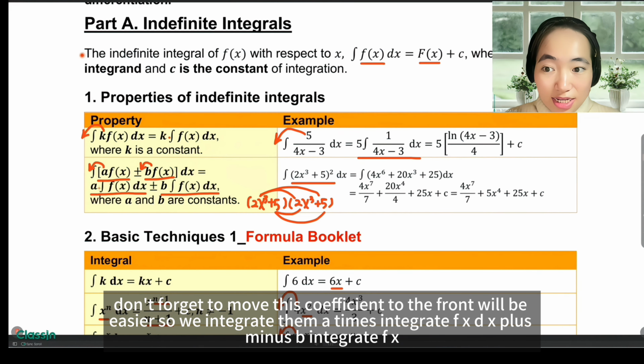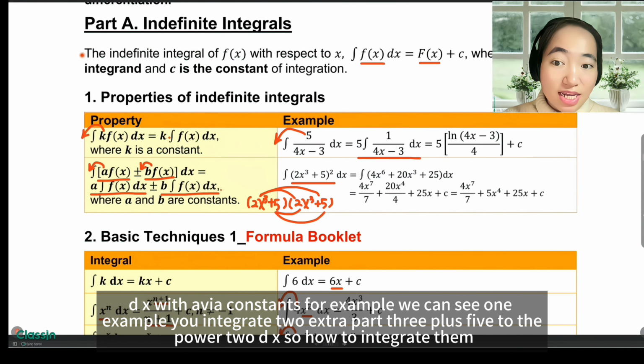It will be easier. So we integrate them: a times the integral of f(x) dx plus or minus b times the integral of g(x) dx, where a, b are constants. For example, we can see one example. You integrate (2x to the power 3 plus 5) to the power 2 dx. So how to integrate them?